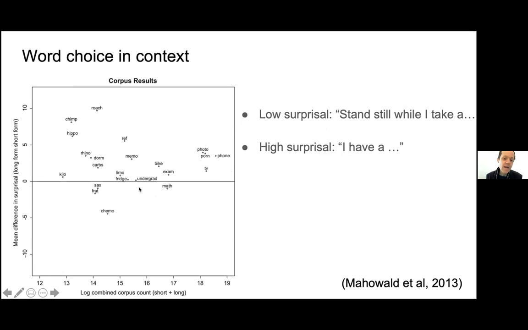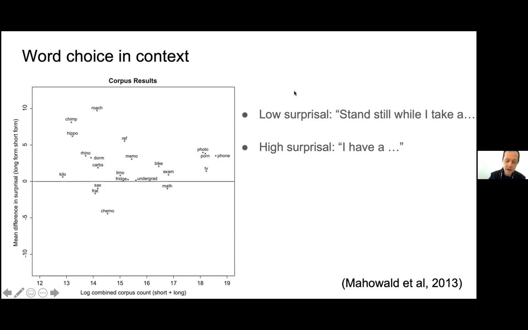This plot here is summarizing the result that the longer form photograph tends to be used in high surprisal contexts. So it's looking at the difference in surprisal when the long form is used versus the short form. And most of the data points here are above this line, suggesting that the long form is more likely to be used in cases where the material is unexpected.